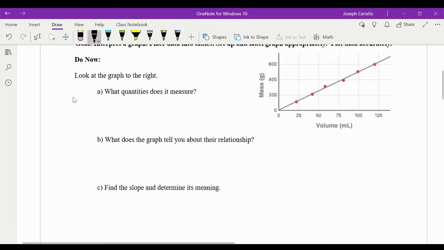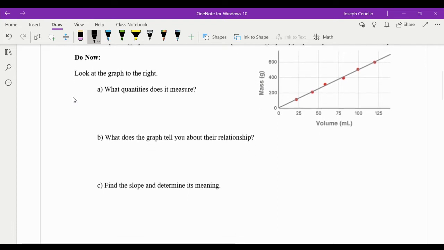So let's check out this graph here. This says what two quantities or what quantities does this graph measure? It measures mass and volume. What does it tell you about their relationship? Well, the main answer I'm looking for is as mass goes up, volume goes up, or as volume goes up, mass goes up. You can say it either way. I think it would be more correct to say as volume goes up, mass goes up, but it doesn't really matter.